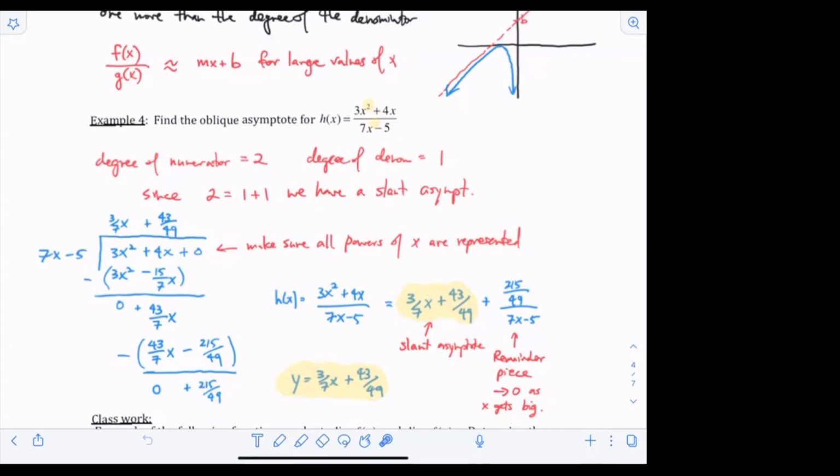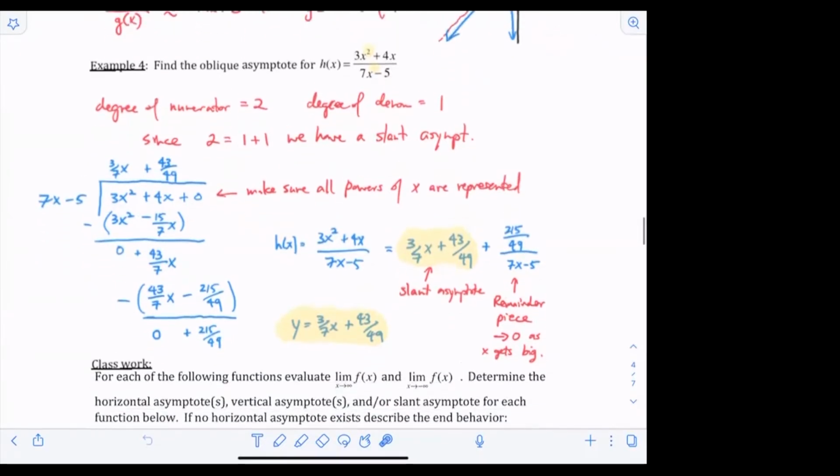So now what this means is when we divide this guy, you're going to get the x term, the constant term, and then a remainder piece. The remainder piece is just the remainder divided by the divisor. Luckily for us, this is the part that's going to go to 0 because the top is constant and the bottom has a variable. So the bottom is blowing up as the top is constant. So this was the equation of our slant asymptote right here.